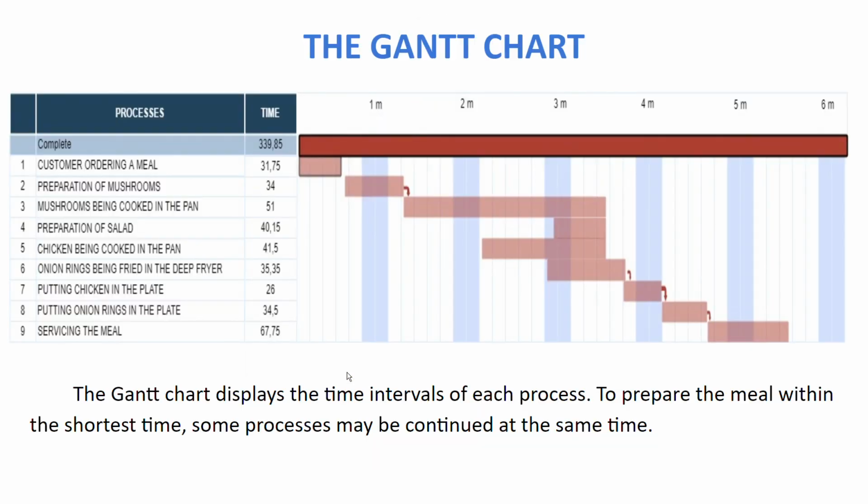The Gantt chart displays the time intervals of each process. To prepare the meal within the shortest time, some processes may be continued at the same time. The cooking process of chicken, mushrooms, and frying processes of onion rings should end in the soonest time. The time interval of the preparation of the salad depends on the process of the chicken and mushrooms, so the customer can have all the meal's elements hot.